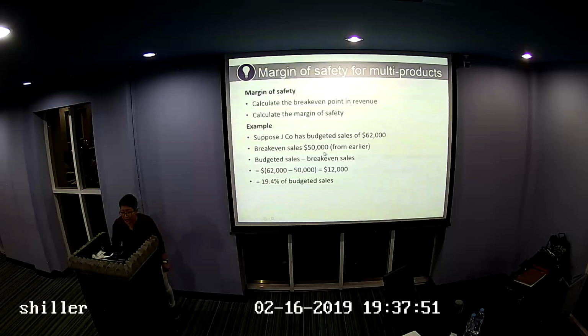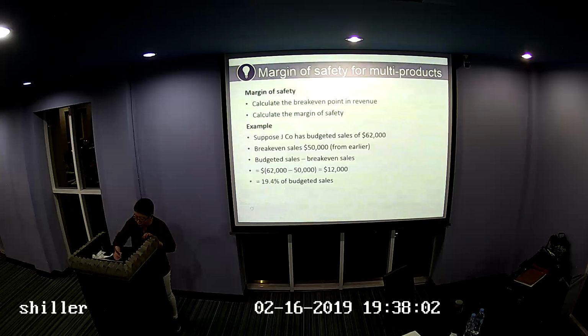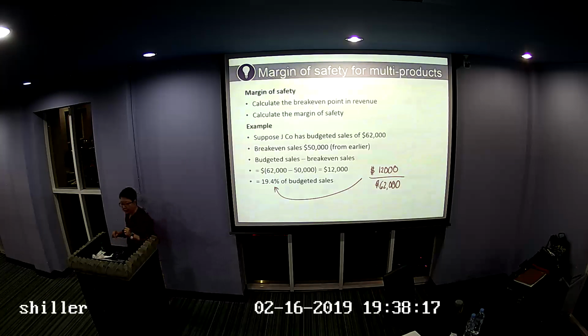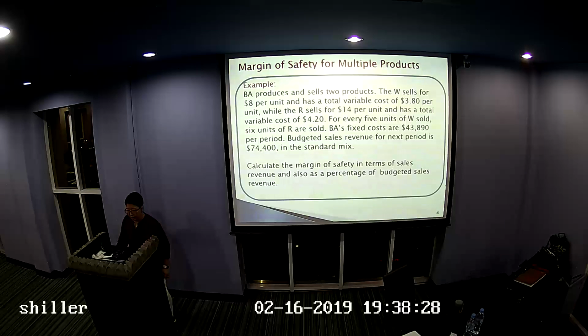So in JCO, if the budgeted sales is 62, you remember the break-even was 50, correct? What is the margin of safety? Margin of safety is 12,000. How do I get it in percentage? Margin of safety divided by what? Budgeted sales. Yes? I explained to you what it means. Let's get some examples in a moment.